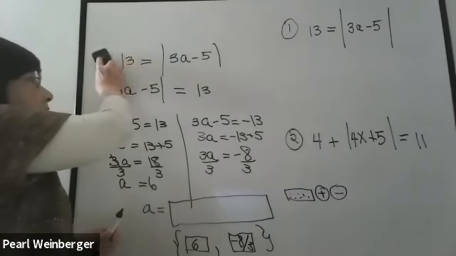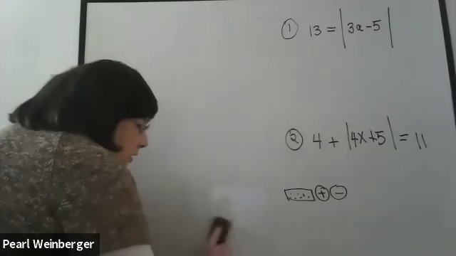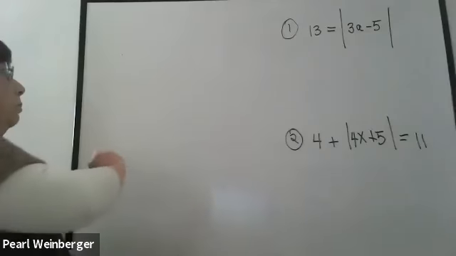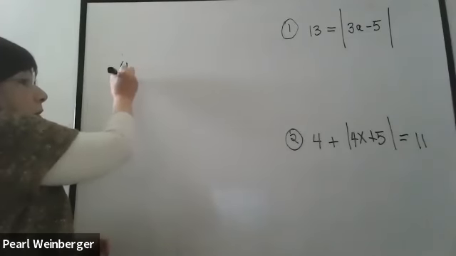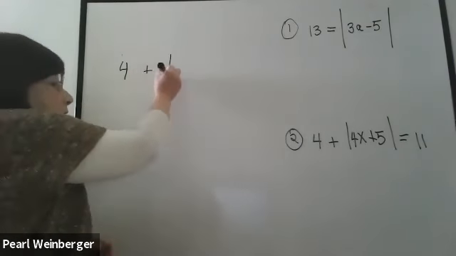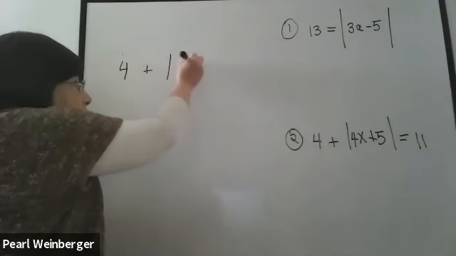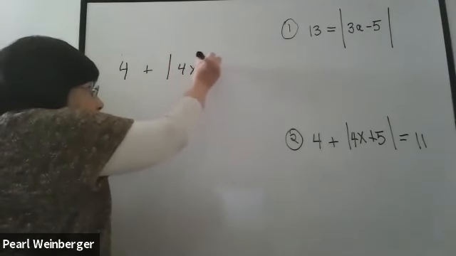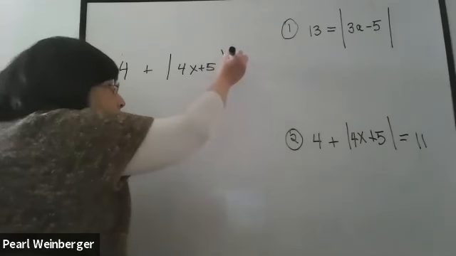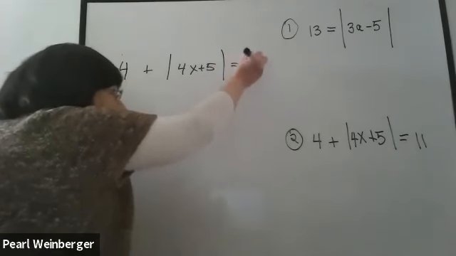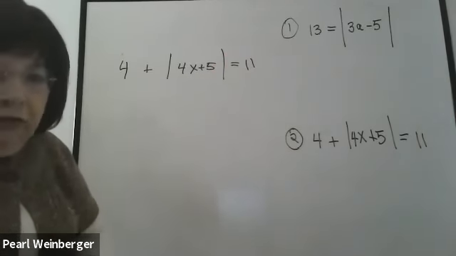Okay, so I'm going to erase this and put in the second question. And Jonathan, you're going to go on, right? Yes. Okay, so I'm going to write the problem over here. We have 4 plus the absolute value of 4x plus 5 equals 11. What did you want to do first?